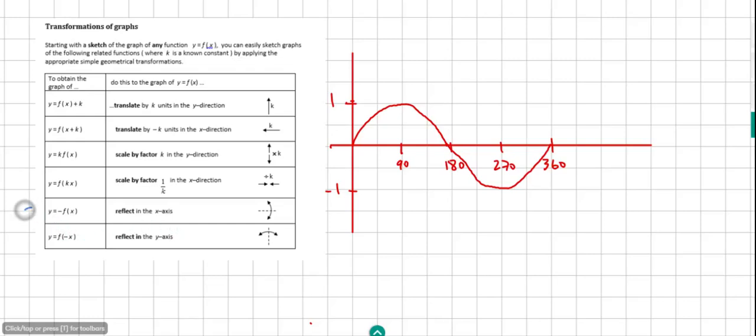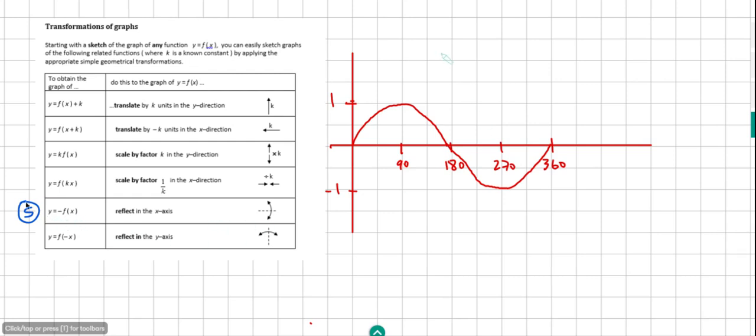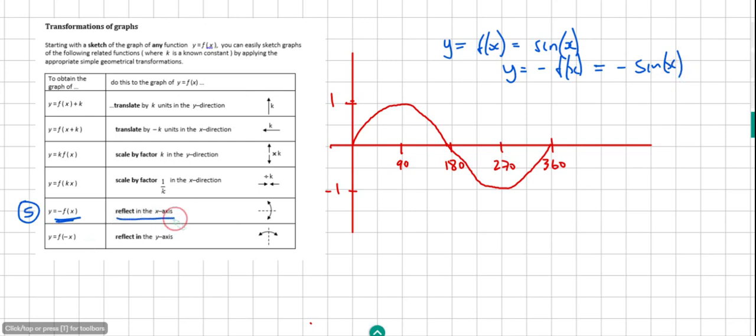Looking at the fifth one on the list here, we've now got y equals minus f of x. Because our original function was y equals f of x, where f of x was sine x, if we wanted to look at this one, it would be y is minus f of x, and in our case that would be minus sine x. And as we can see, it says this is a reflection in the x-axis. So it's just going to be flipped around the x-axis here.